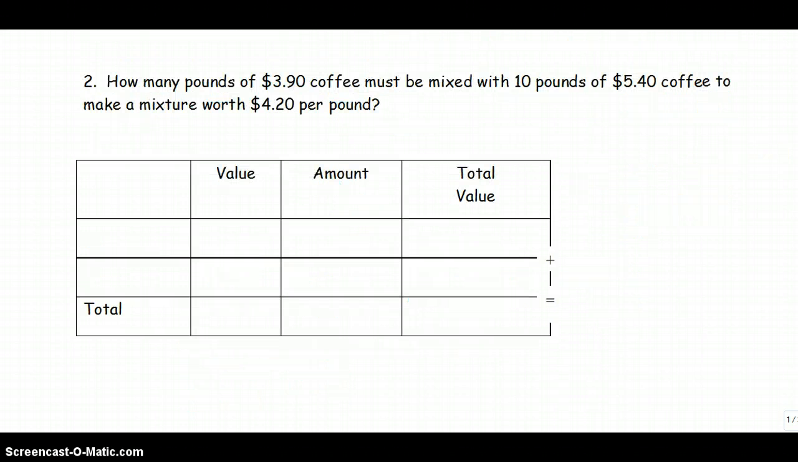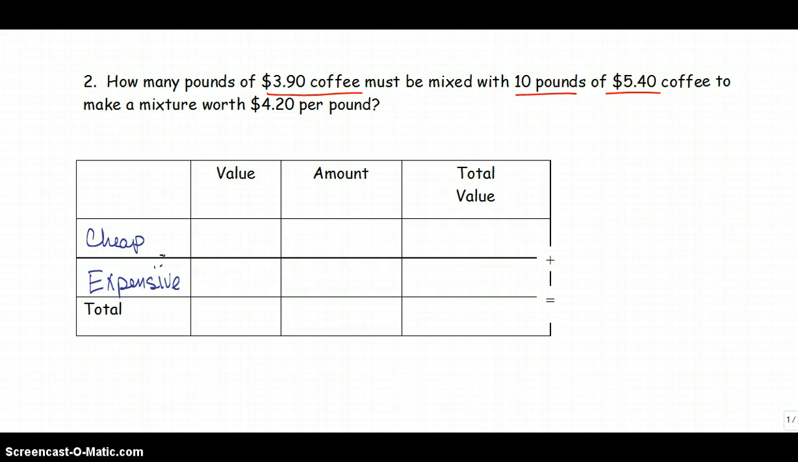Okay, now let's look at this one. How many pounds of $3.90 coffee must be mixed with 10 pounds of $5.40 coffee to make a mixture worth $4.20 per pound? Okay, so the first thing I have to do is differentiate between what kind of coffee I have. I've got one that's $3.90 a pound and one that's $5.40. So I'm just going to call it cheap coffee and expensive coffee.